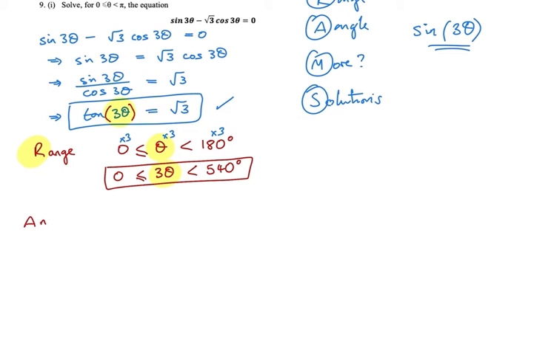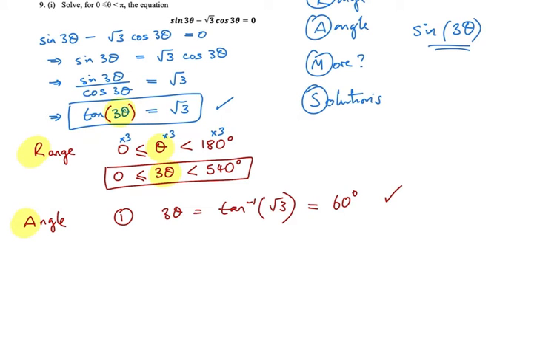Now, next, angle. To find angle, we're just going to find our first solution, okay? So 3 theta is going to be the inverse tan of root 3. And hopefully you also know that that is 60 degrees. Again, that's a piece of knowledge that you just need to know. Okay, so that's our first angle.